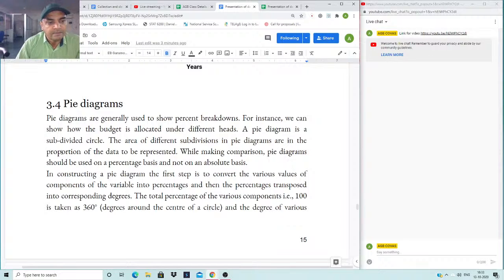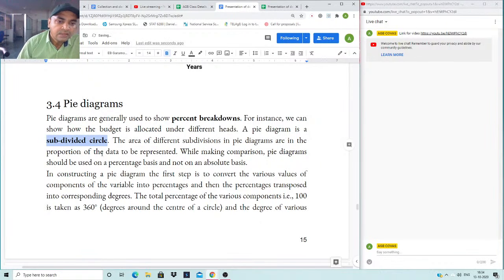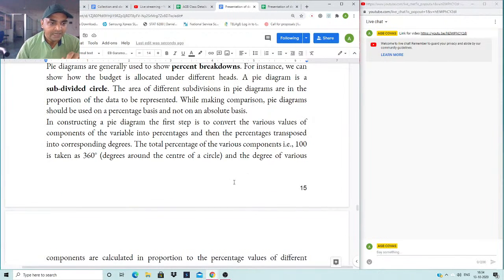Now comes your pie diagrams. Pie diagrams are generally used to show percent breakdowns. For instance, we can show how the budget is allocated to the different heads. A pie diagram is actually a subdivided circle. The areas of the different subdivisions in a pie diagram are in proportion to the data to be represented. So while making comparisons, a pie diagram should be used on a percentage basis and not on an absolute basis. And how to do that, we will be telling you.